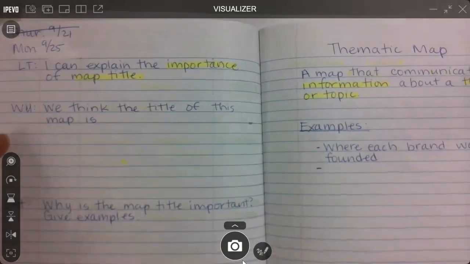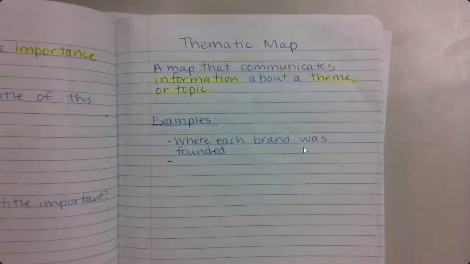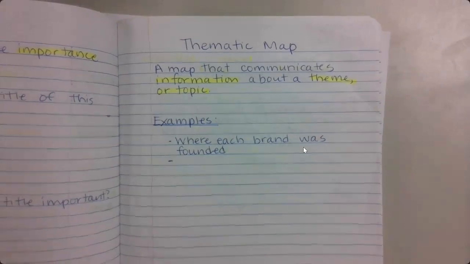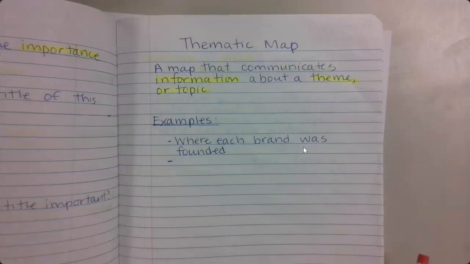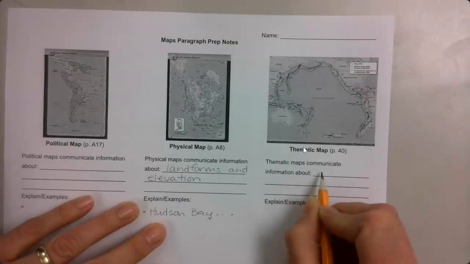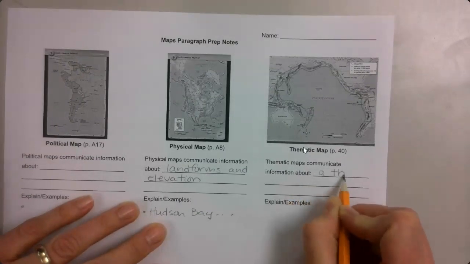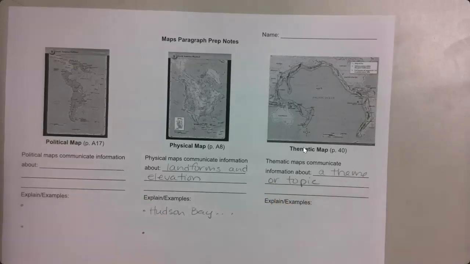If I go back to Thursday, September 21st, or Monday, November 25th, depending on whether you're green or yellow day, I can find this page on thematic maps. And it tells us right here that a thematic map is a map that communicates information about a theme or a topic. So let's go ahead and add that to our notes. Thematic maps communicate information about a theme or topic. You can go ahead and pause and copy that down if you want.